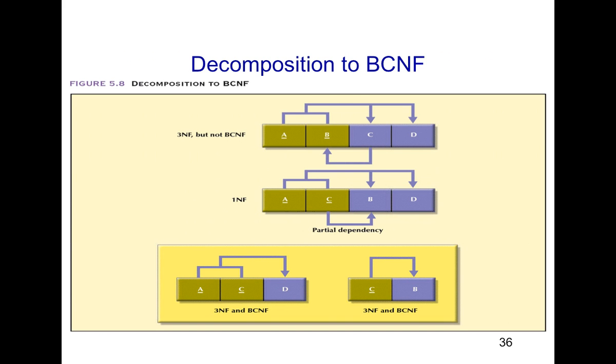So here's how it works then. You have the third normal form, but not in BCNF. It's all in one table. And then it's in first normal form if you have the partial dependencies in there. It's in third normal form and BCNF if you pull out the other determinants. And here's third normal form of BCNF, where you've got the C and the D. C and the B is over here.